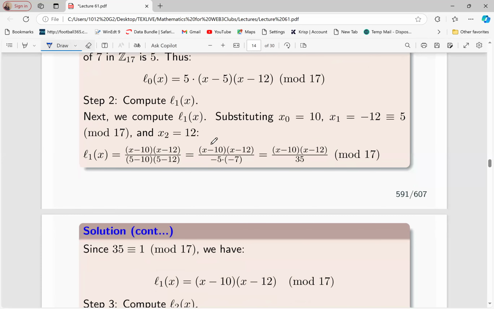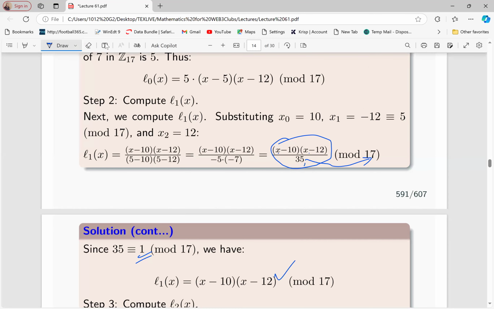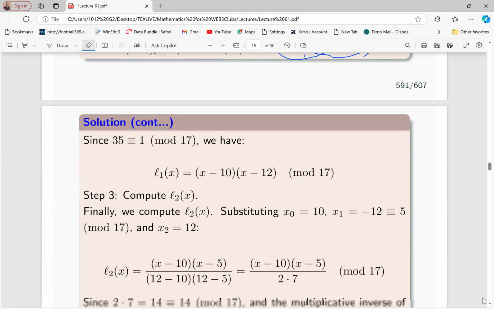Now look at this. After simplifying, I arrived at this point. But look at the denominator, mod 17 is 1. That's why I write this. So it means the same as x minus 10 multiplied by x minus 2 divided by 1. So that is how it simplifies to that, because the denominator becomes 1.